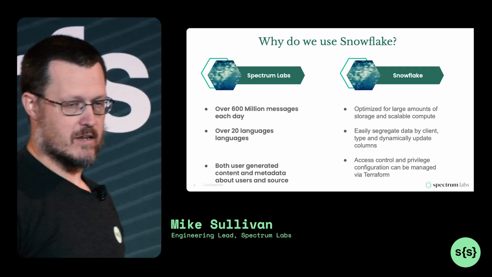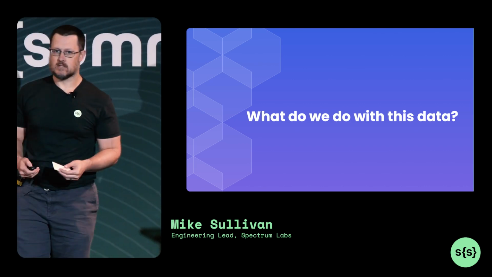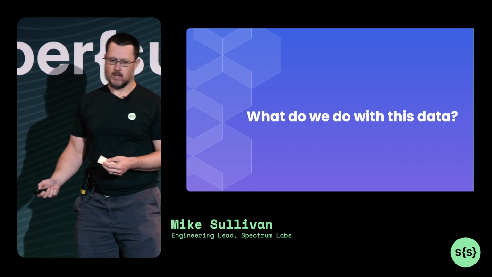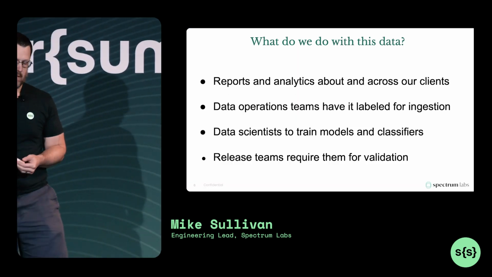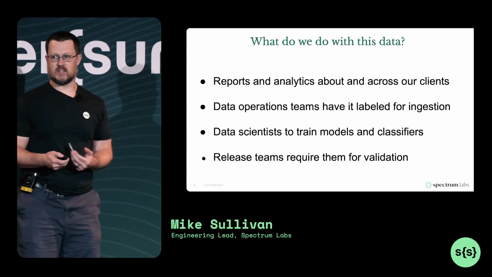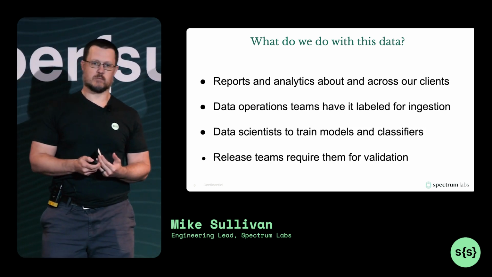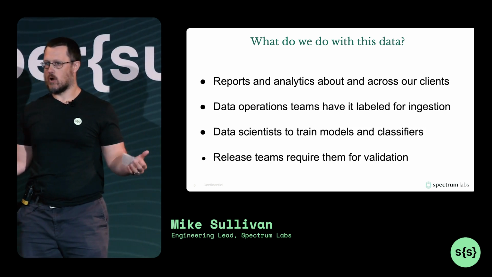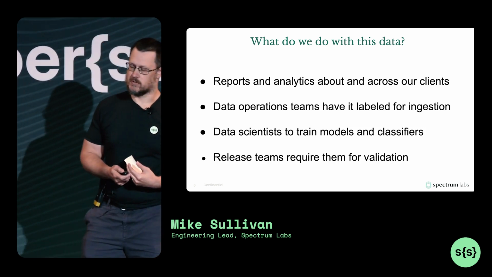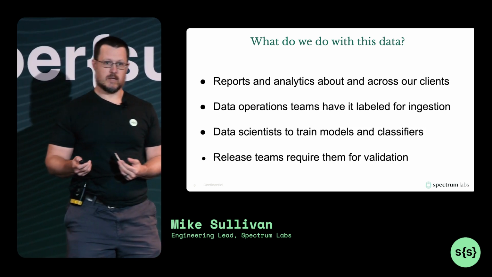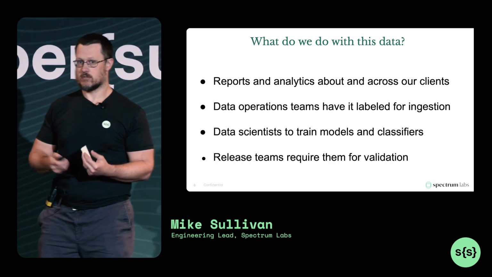Now, we have a lot of data there in Snowflake, and what are we doing with it? As everyone here probably knows, machine learning needs a lot of high quality data to do the work it needs to do. But to dig into exactly what we're doing with Snowflake: first off, that data allows us to build reports and analytics about our clients for our needs and their needs, as well as analytics across our clients, so across our platform, with the different types of interactions, models and tools we're using. Our data operations teams also need to access that data so they can get it labeled for ingestion to train models.